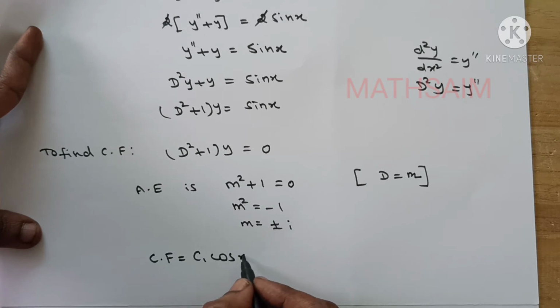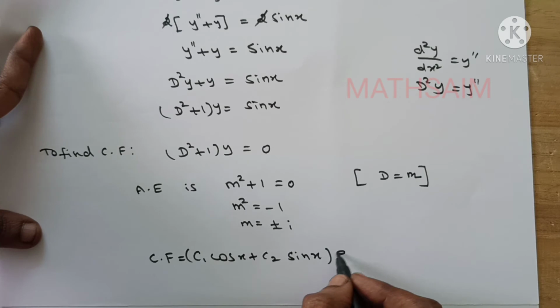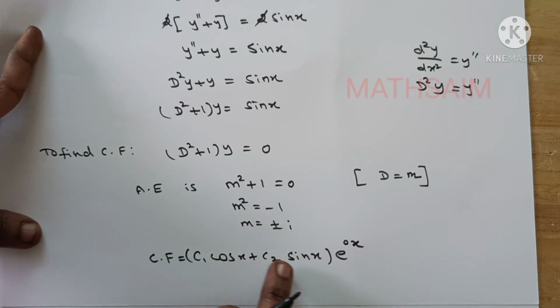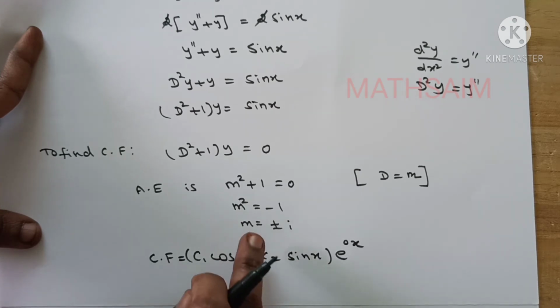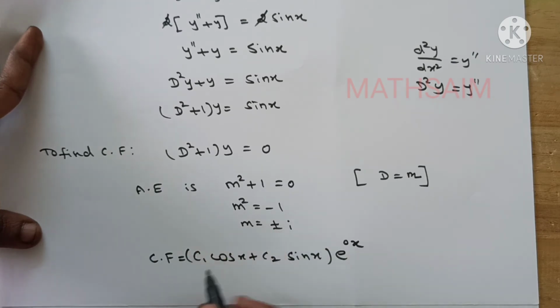e power 0x into (c1 cos x plus c2 sin x), that is e power alpha x into (c1 cos beta x plus c2 sin beta x). That is the standard form of writing the complementary function when you have complex roots alpha plus or minus i beta. Here alpha is 0 and beta is 1, so I wrote this one. So the complementary function now is c1 cos x plus c2 sin x. That's all. e power 0 is 1, so we will get only this now.